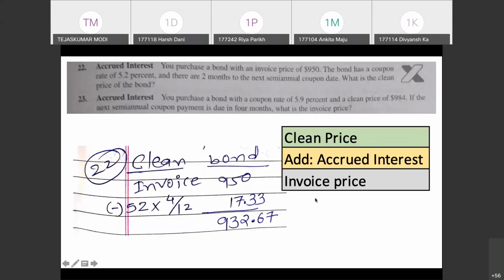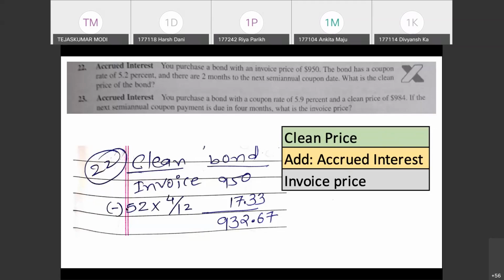So in this question, 1,000 into 5.2 percent is 52. That is the coupon for 1 year. The accrued interest is for 4 months, so that is 17.33. That is already added into the invoice price, so the clean price must have been 932.67, right?